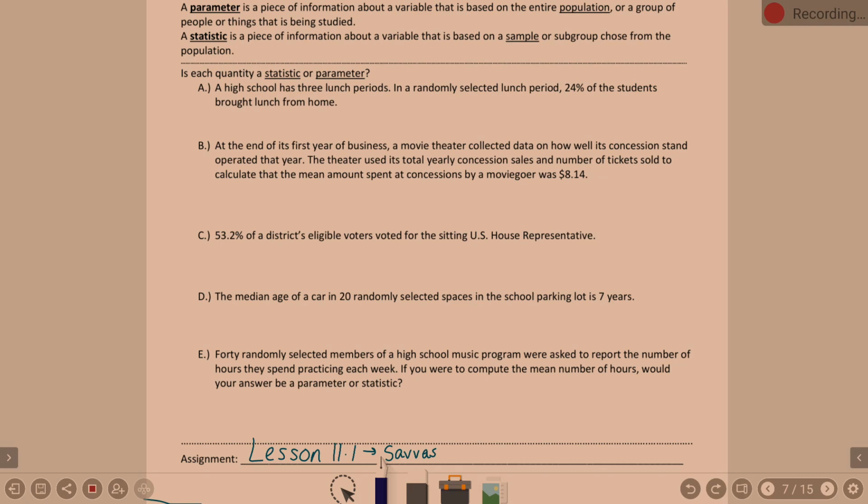So, as we look at these, we're being asked, is each quantity a parameter or a statistic? So basically, does each set of information we're given describe the entire population, or would it be describing a subset of the population? Okay, so let's look at A. A high school has 3 lunch periods. In a randomly selected lunch period, 24% of the students brought lunch from home.